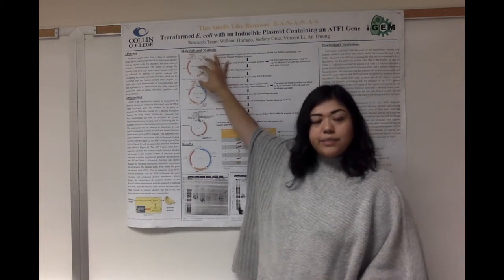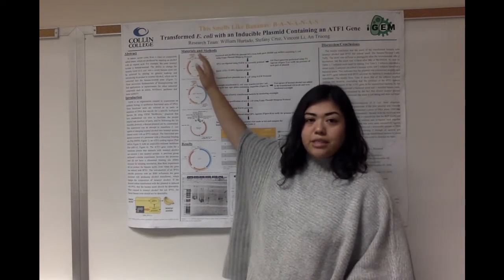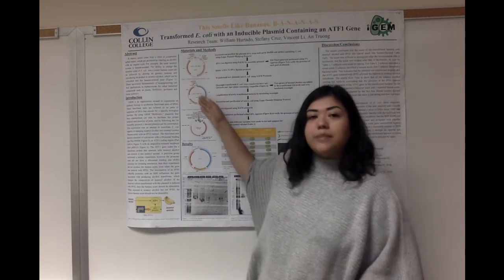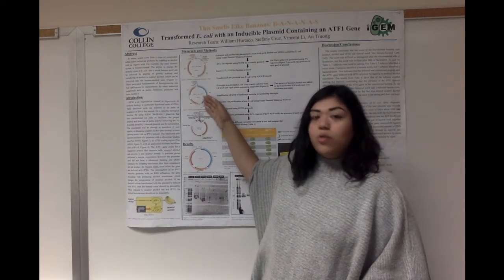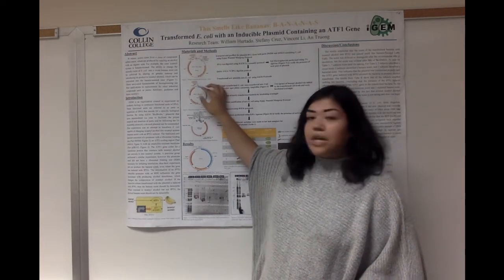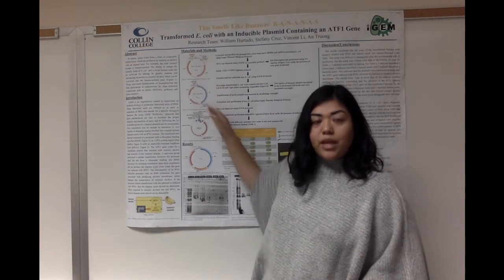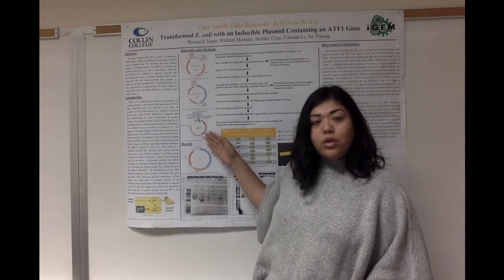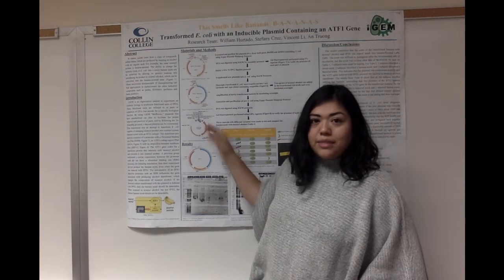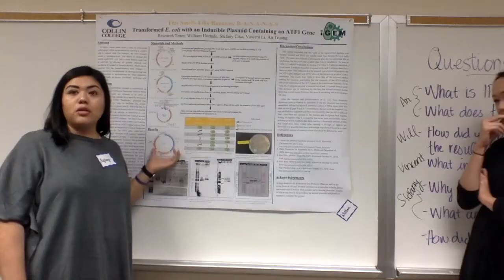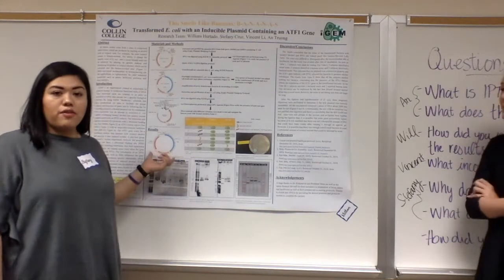To isolate this part, we use the restriction enzymes EcoRI and SpeI. The plasmid containing the ATF1 gene we isolated by using the restriction enzymes XbaI and PstI. And to isolate the ampicillin backbone, we use the restriction enzymes EcoRI and PstI.